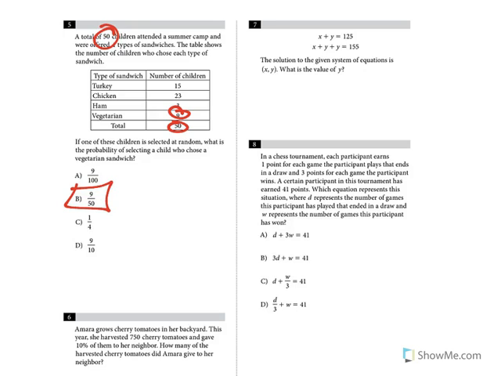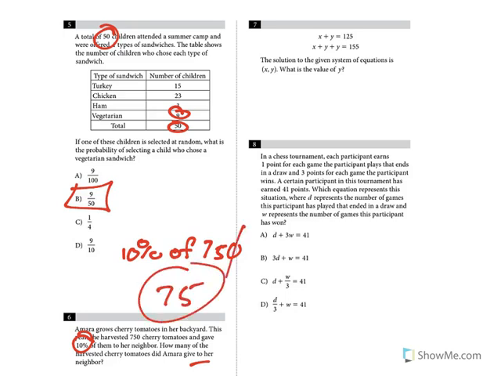For this one, it says she harvested 750. She gave away 10%. How many did she give away? So we just want to clarify whether they want to know what she's keeping or giving away. So obviously finding 10% of a number should be pretty easy, because we're just dividing by 10. So we should end up with 75.